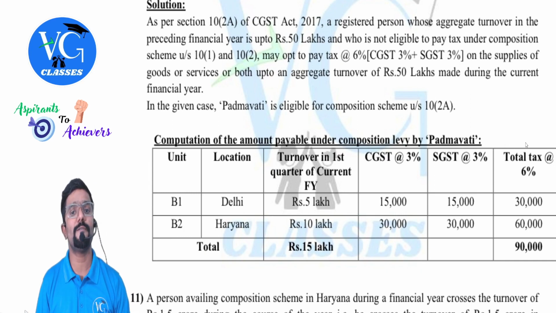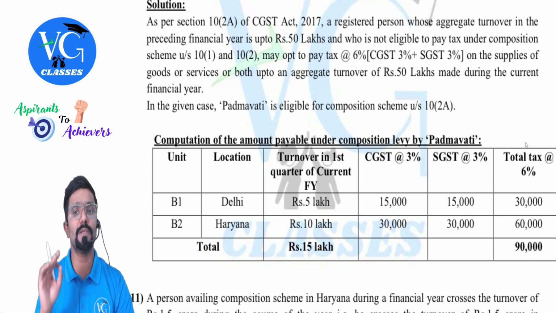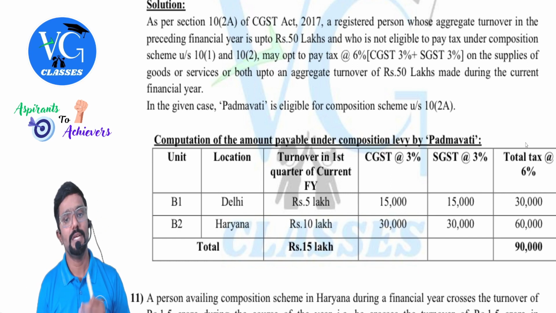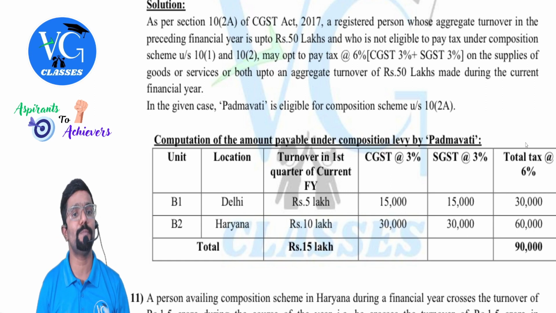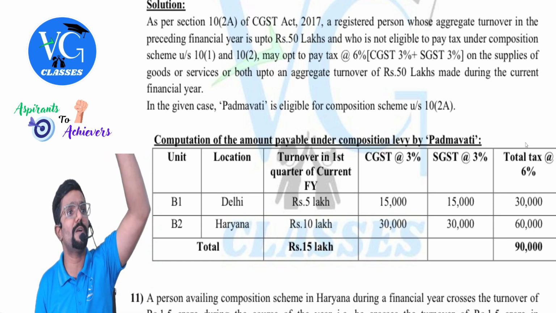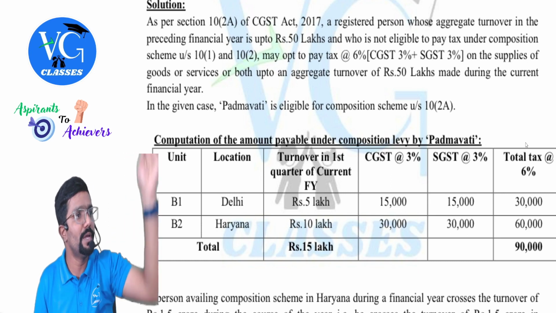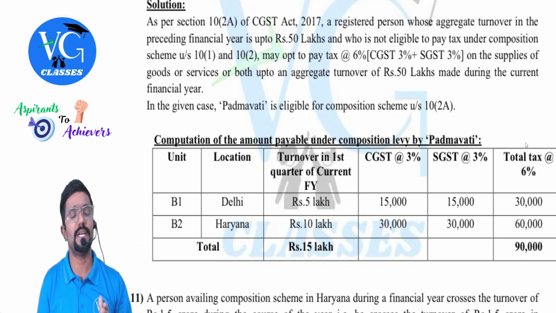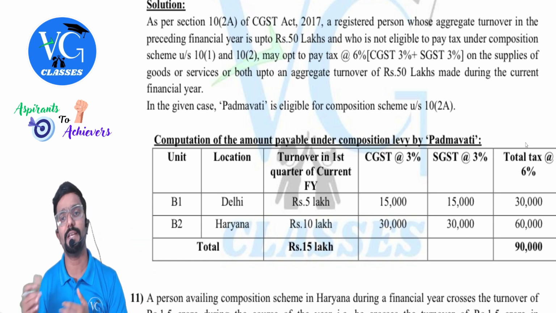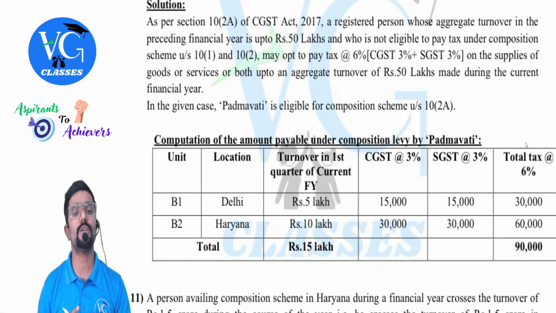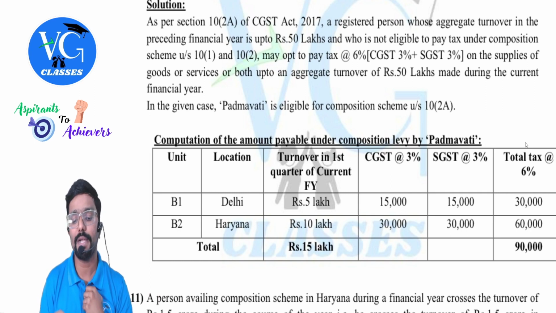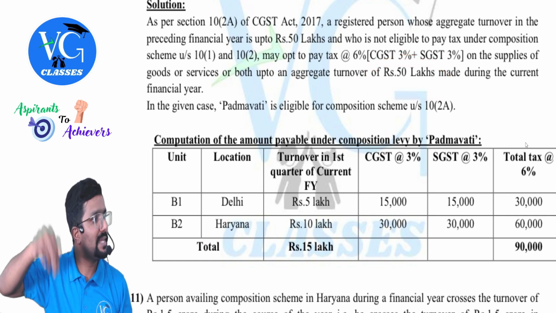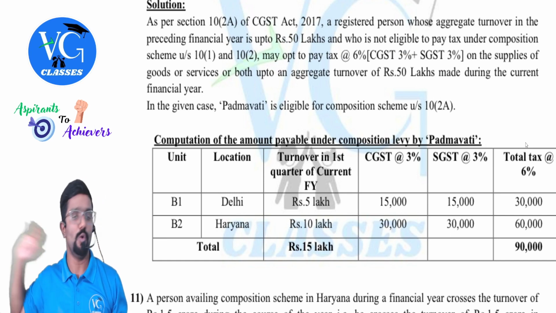As per section 10(2)(a) of the CGST Act, a registered person whose aggregate turnover in the preceding financial year is up to 50 lakhs and who is not eligible to pay tax under composition scheme under section 10(1), 10(2), because only one who is not eligible for 10(1), 10(2) can come for 10(2)(a), may opt to pay tax at 6%, that is 3% CGST, 3% SGST, on the supplies of goods or services or both, up to what turnover, guys? 50 lakh in the current year. What if she crosses 50 lakh in the current year? She has to immediately go out.